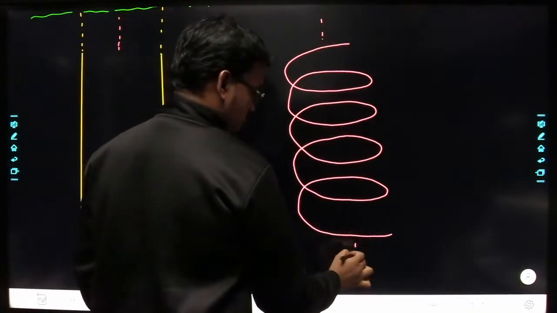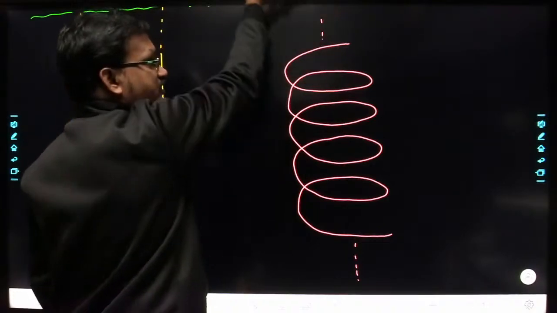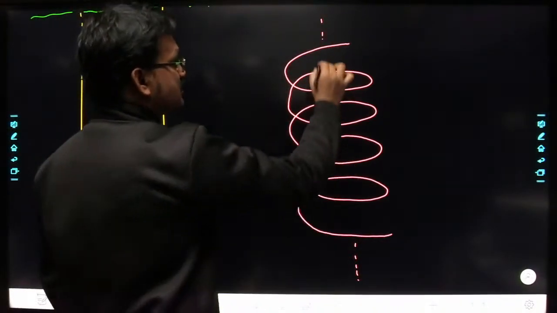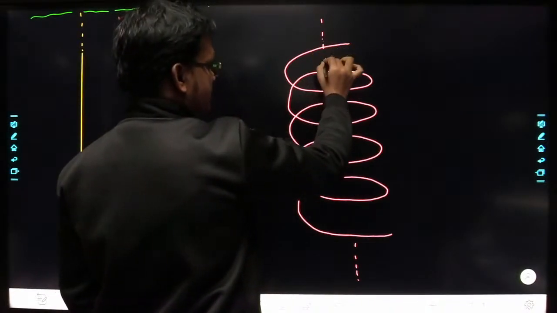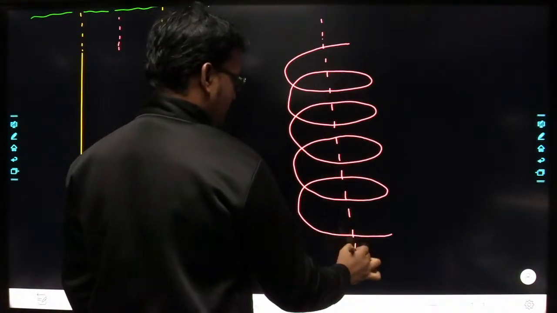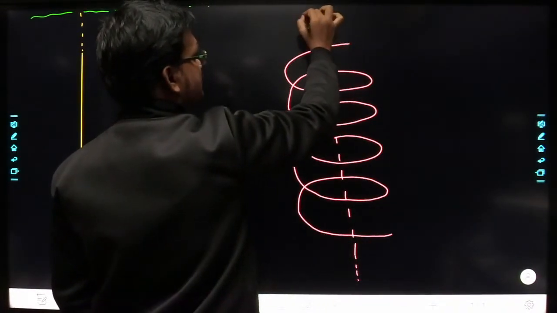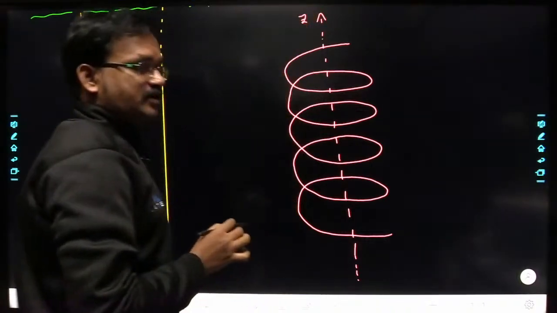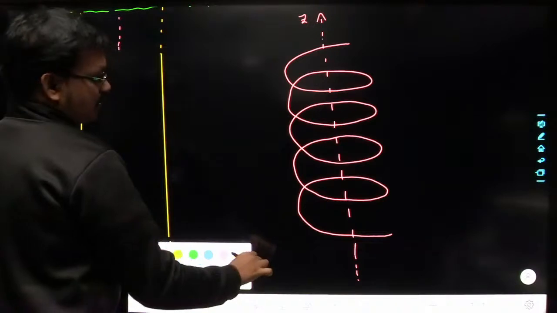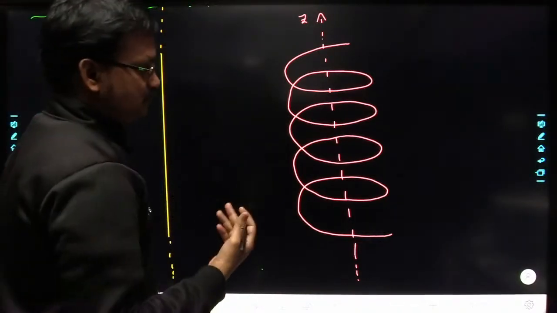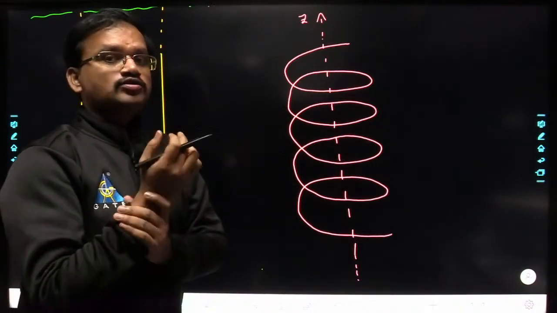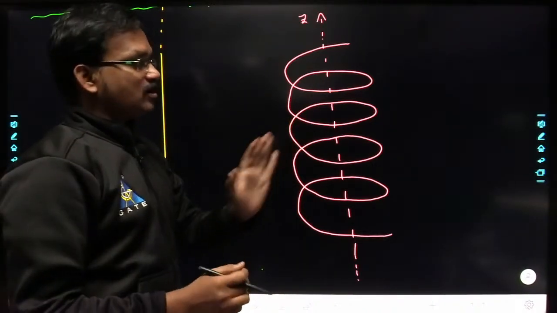It is extending in this direction up to infinity. Let us consider this is the axis of the solenoid. This axis I am considering as the Z axis here. Now let us consider the current is flowing through the solenoid, and we want to determine the B field inside the solenoid.